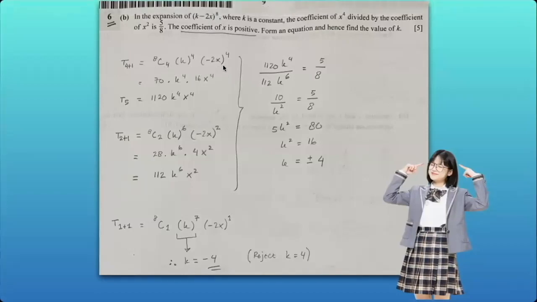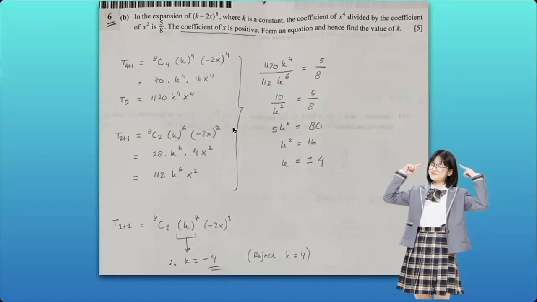So here it is. We have the term that contains x to the power of 4, which is the fifth term. And we do the same thing here. We find the term that has x to the power of 2. So we use the same formula. And here it is. So this is actually the third term. All right.